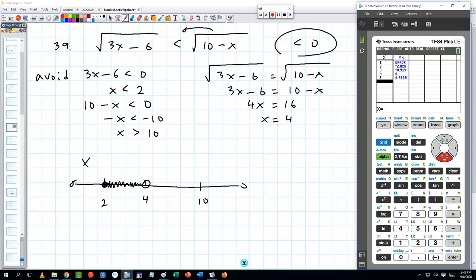5, positive value, not less than 0. 6, positive, not less than 0. 10, definitely not less than 0. Anything to the right, error message. Final answer, a closed circle on 2, an open circle on 4.